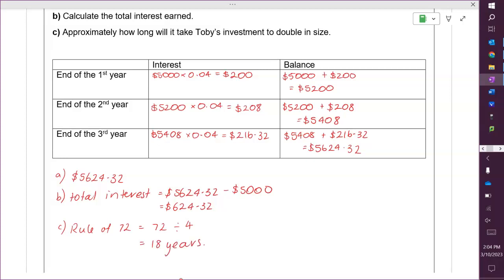So what this rule would tell us is that roughly in 18 years, Toby would have about $10,000. It could be a little bit more because it obviously goes to the nearest year. But that's how you use the rule of 72 to see how long it would take to double an investment.